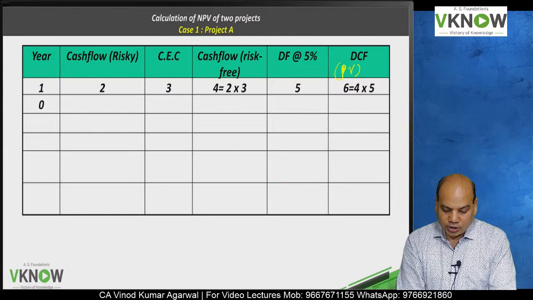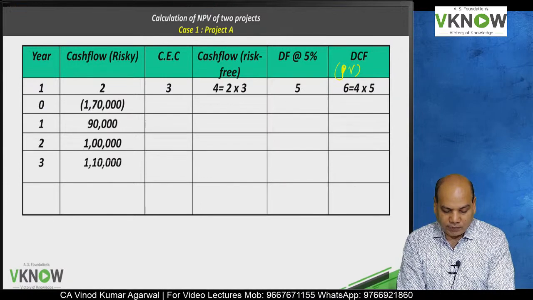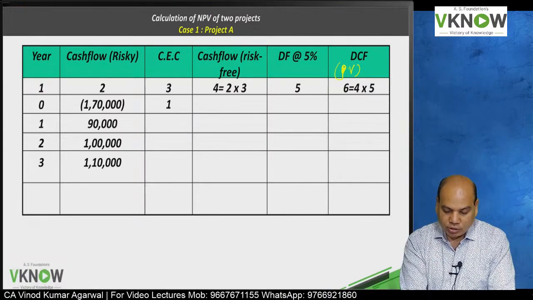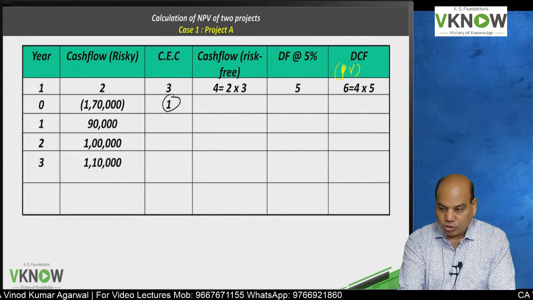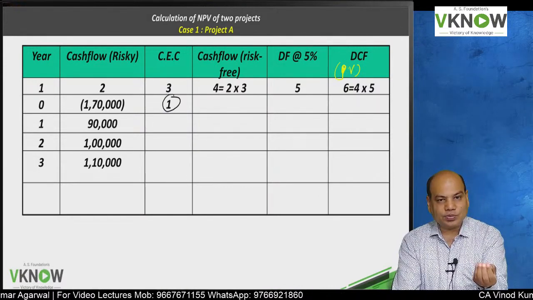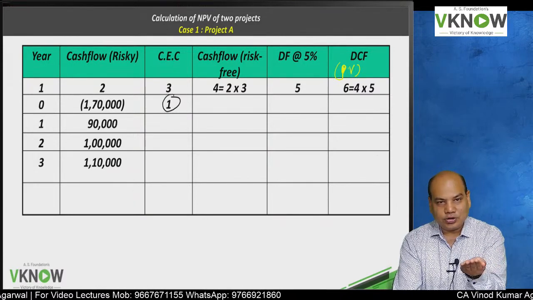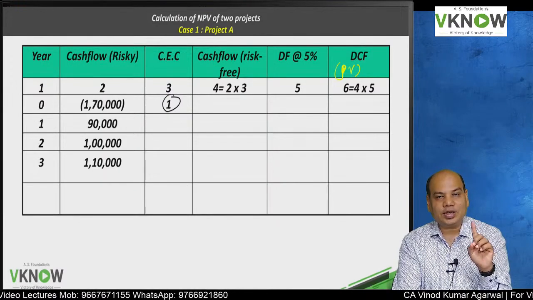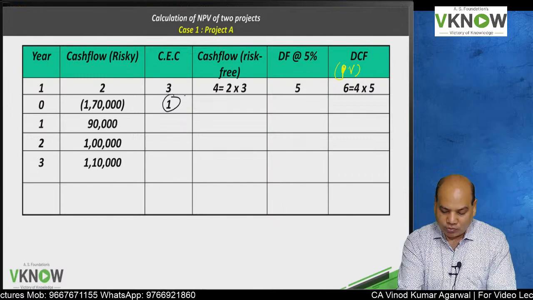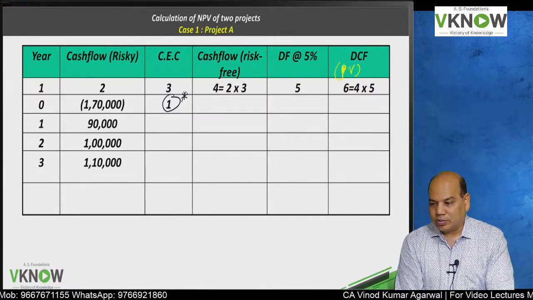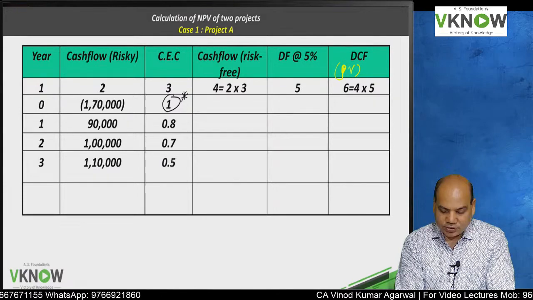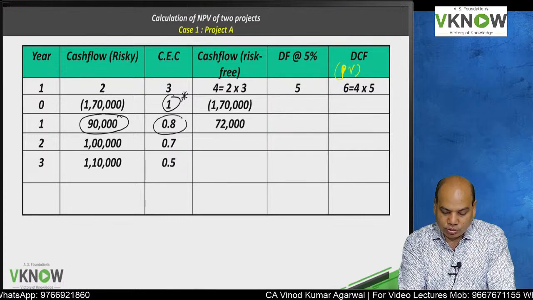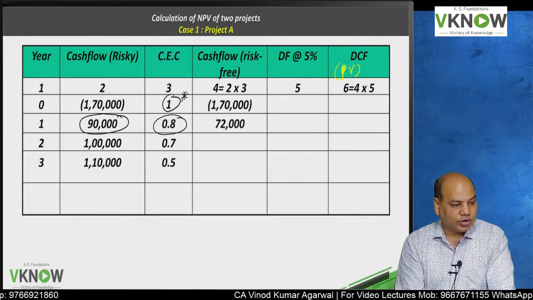Okay, first you complete first and second column, copy from the book. What about the certainty equivalent coefficient of year 0? Always 1. Year 0 always 1, because the cash flow is in my hand right now. There is no uncertainty. Whether they give it or whether they don't give it, you will take year 0 certainty equivalent as 1. Understood? Now remaining they have given. Multiply please. 1,70,000. Risky cash flow into CC will give you certain cash flow.